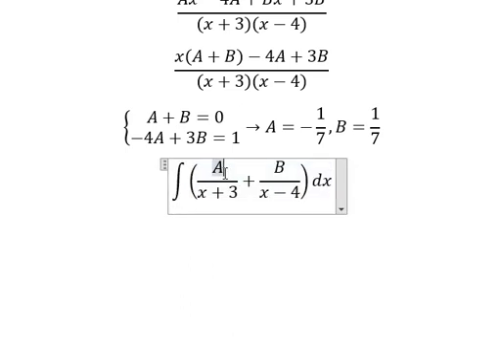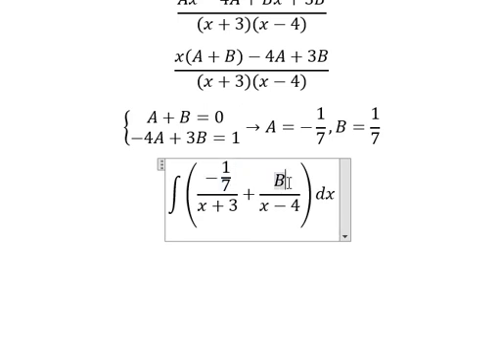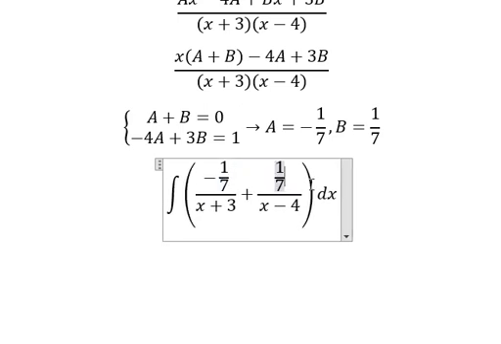So A equals to negative 1 over 7. B equals to 1 over 7. And now we have the final answer.